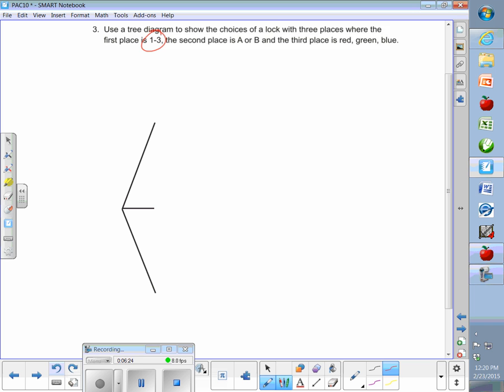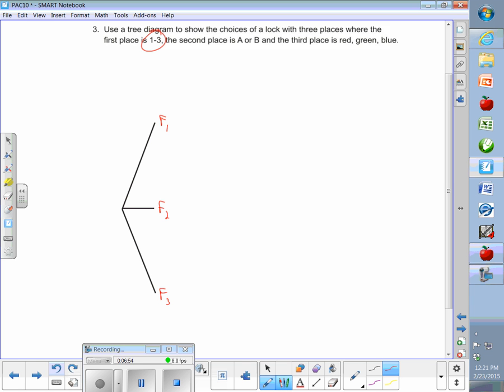So I have to look at this and say, how do I want to represent the 1 through 3? In my estimation, I just went with F for first, and the first could be a 1, the first could be a 2, and the first could be a 3. Does that make sense? You could put Q1, Q2, Q3 if that floats your boat. You could put C1, C2, and C3.